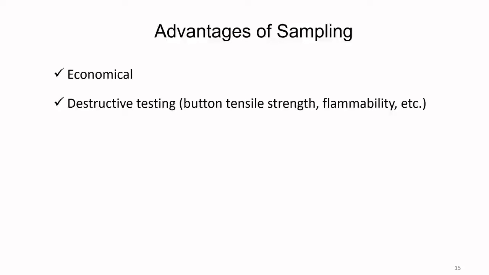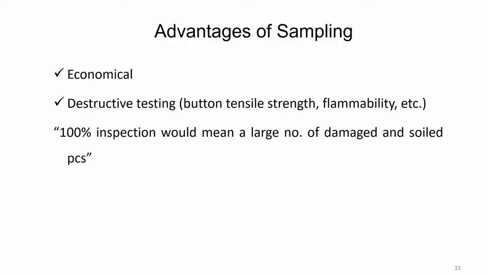Similarly, flammability. Flammability means you have to burn the fabric and check how fast it is catching fire. You can't be burning the entire shipment to check the flammability. Therefore, sampling comes in handy. Sampling is of great help.